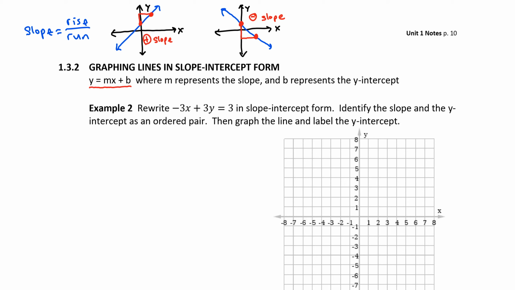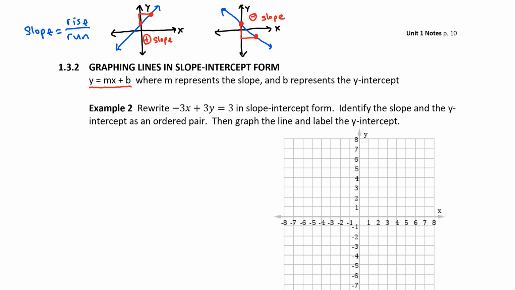Y equals mx plus b is called slope-intercept form. M, that's going to be a real number, represents the slope. It can be positive or negative, and remember, it's a measure of the steepness of the line. And b represents the y-intercept. So let's practice graphing lines in slope-intercept form.